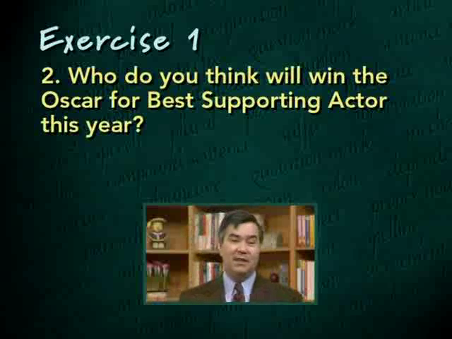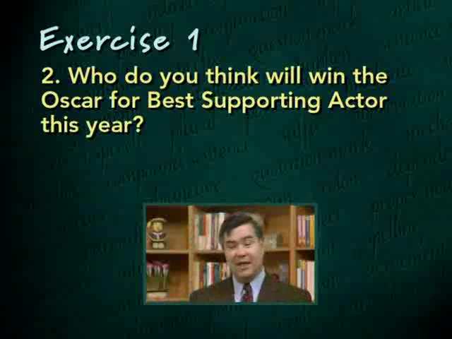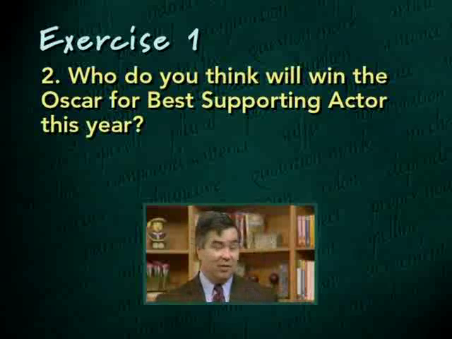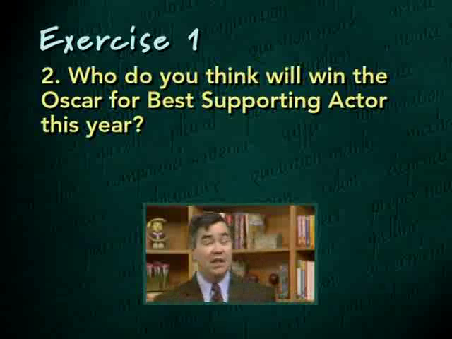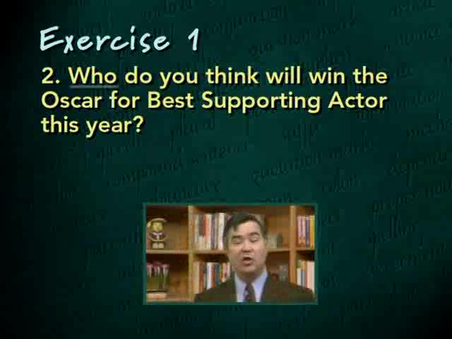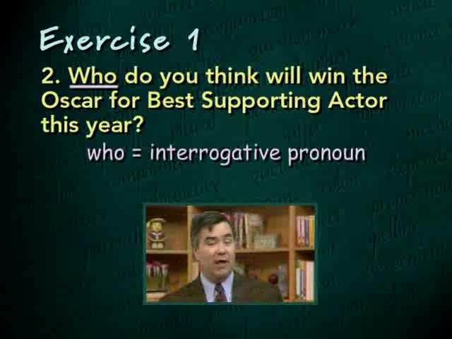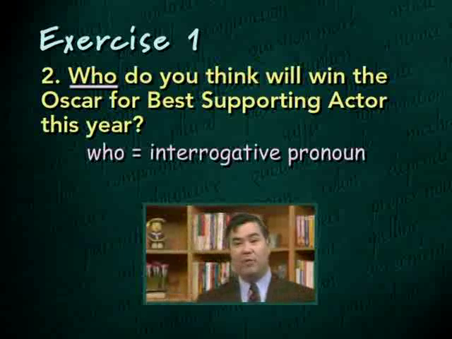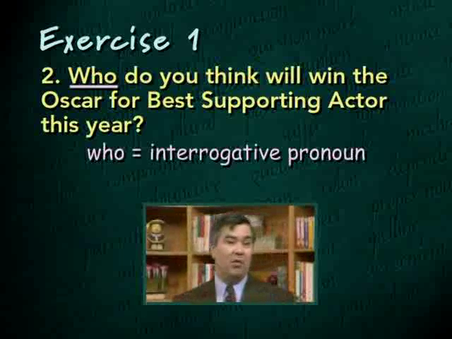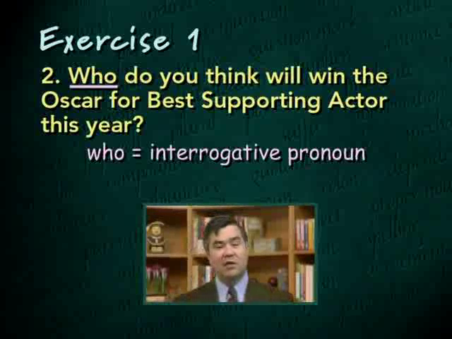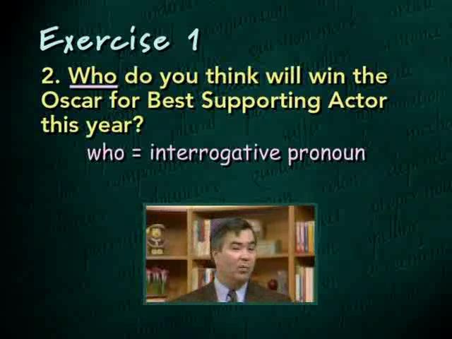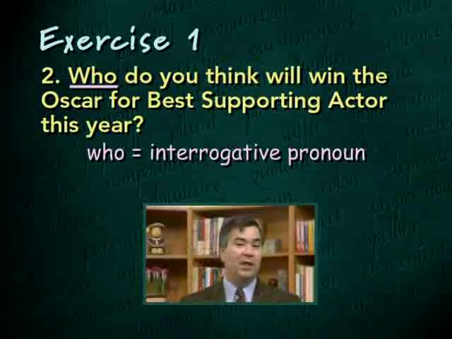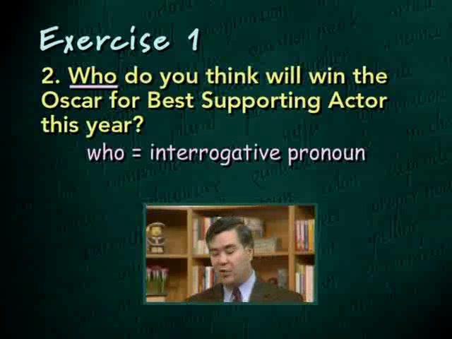Next sentence. Who do you think will win the Oscar for Best Supporting Actor this year? As you can see, this is an interrogative sentence, and that might be a clue to you that an interrogative pronoun appears in this sentence. And sure enough, it does. The very first word in the sentence, who, is an interrogative pronoun. Remember, an interrogative pronoun introduces a direct or indirect question, and there are just 5 interrogative pronouns in English: who, whom, whose, which, and what. And in this case, who is being used to introduce a direct question.